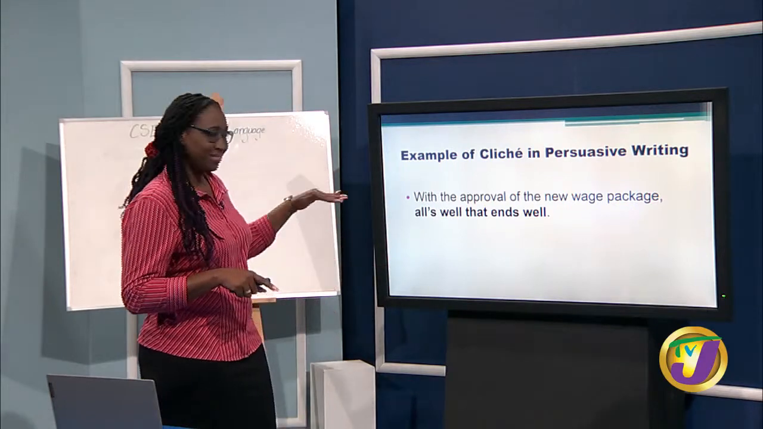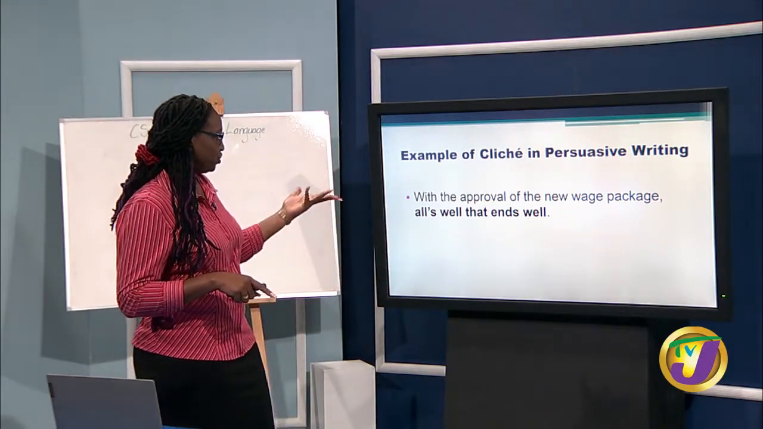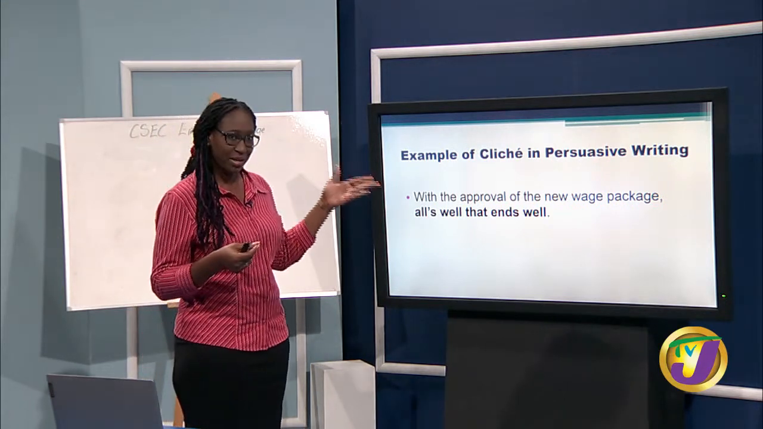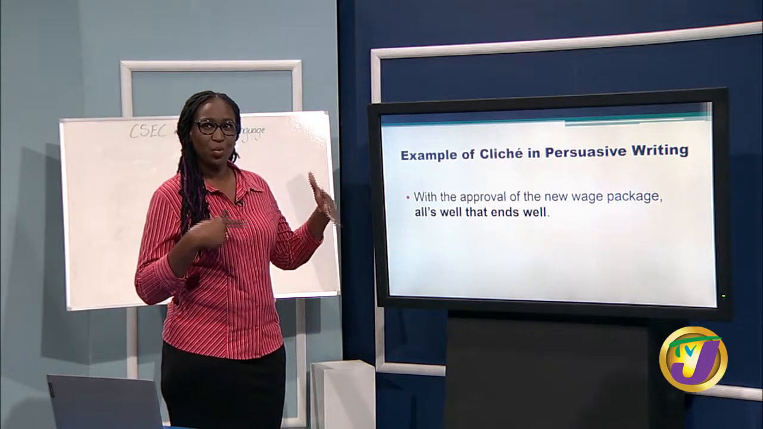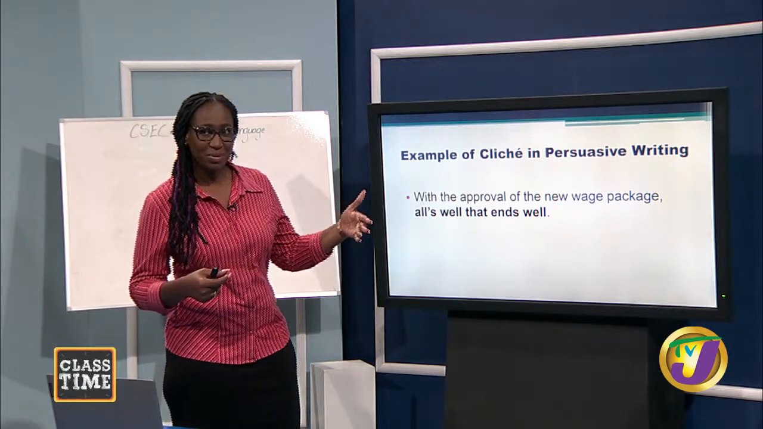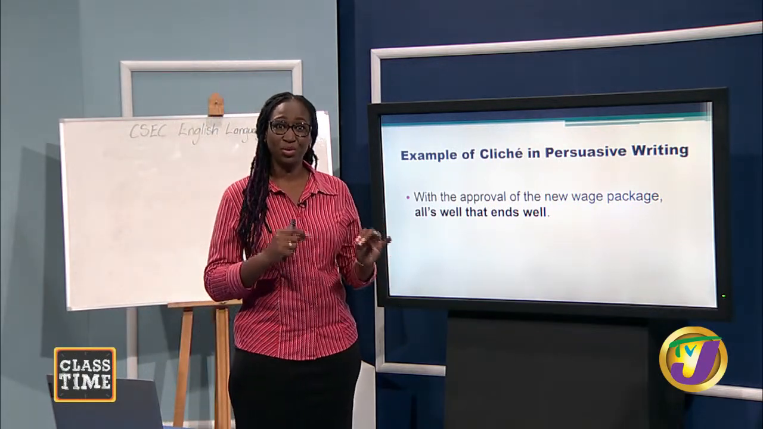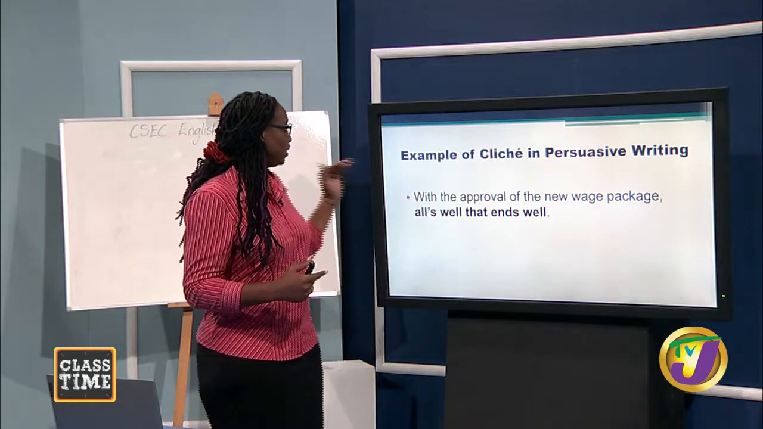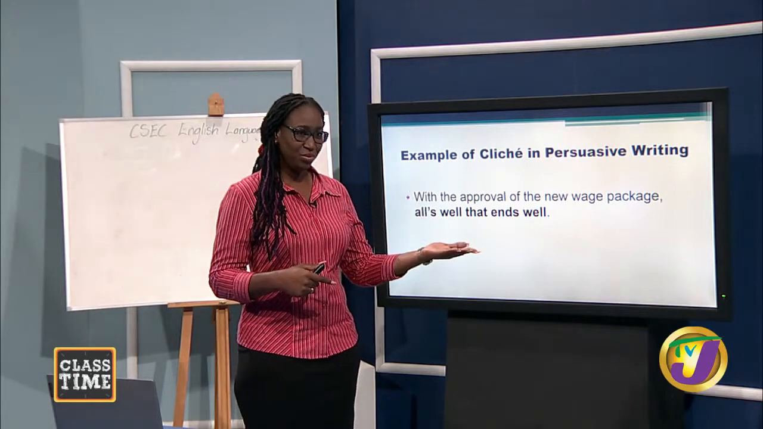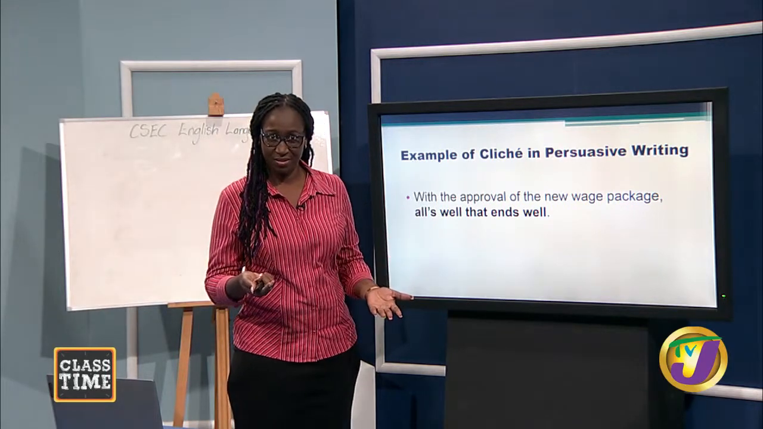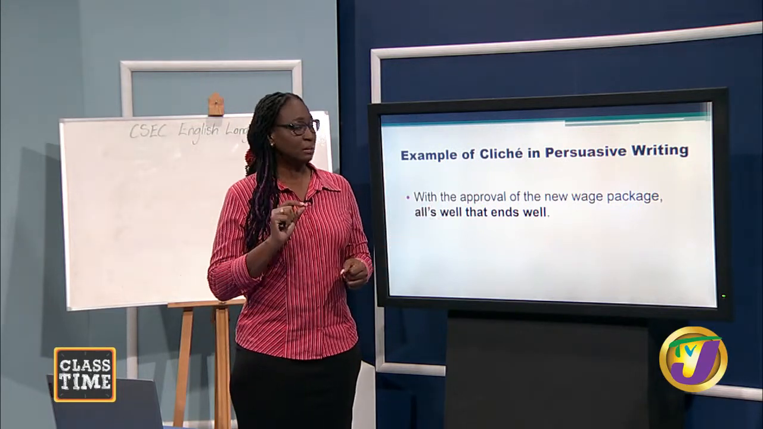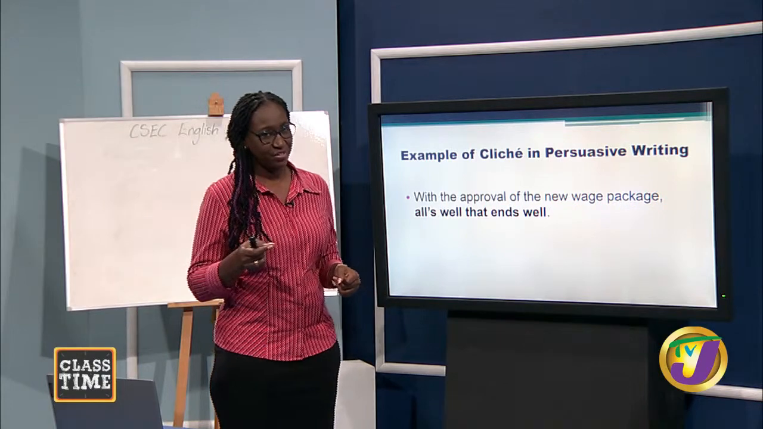So when you put that in there, the first part, which you're trying to strengthen the argument for, with the approval of the new wage package, that part now, you want them to agree with it. So you want them to understand that this new wage package, if it is approved, will be good for everyone. So when you include now the all's well that ends well, you're basically saying, if we do this, everybody will be fine. And on the flip side, you're saying, but if we don't do this, everybody will not be fine. We will have issues.